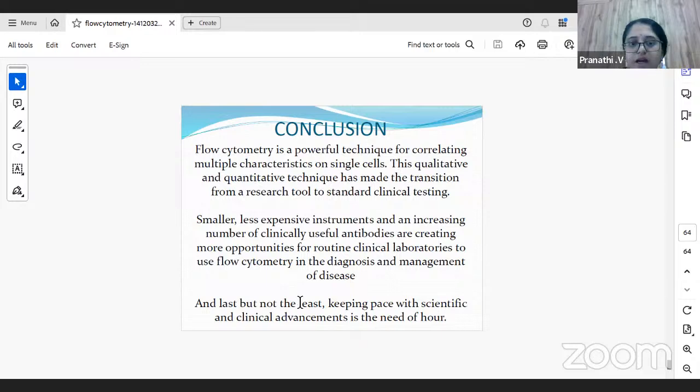You can use different kinds of antibodies for routine clinical laboratory, especially for your diagnostic centers. Flow cytometer is very useful. So for disease diagnosis and management of the disease also, you can use flow cytometry. So it is quite advanced and it is quite good.